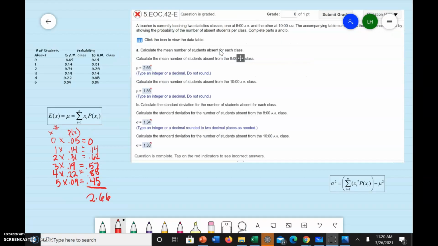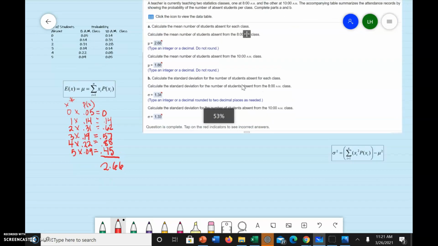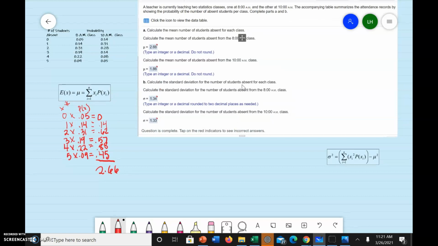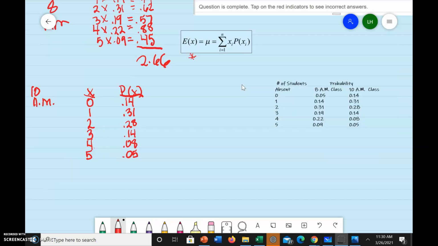Okay, I had to pause it and put the right problem up here. So you should get 2.66. Now, for the mean for the 10 a.m. class, that's still going to be x. Down here, I've written x and p of x. So now I just need to multiply and get x times p of x.